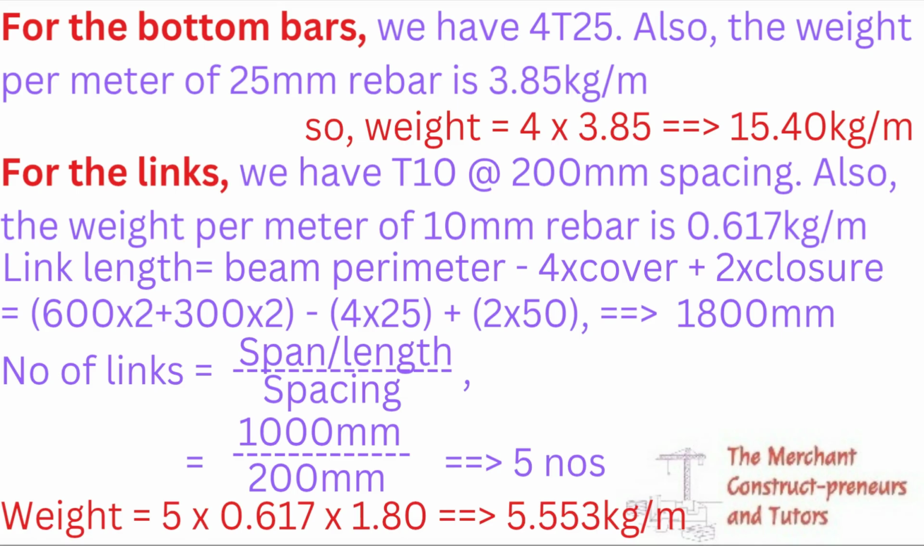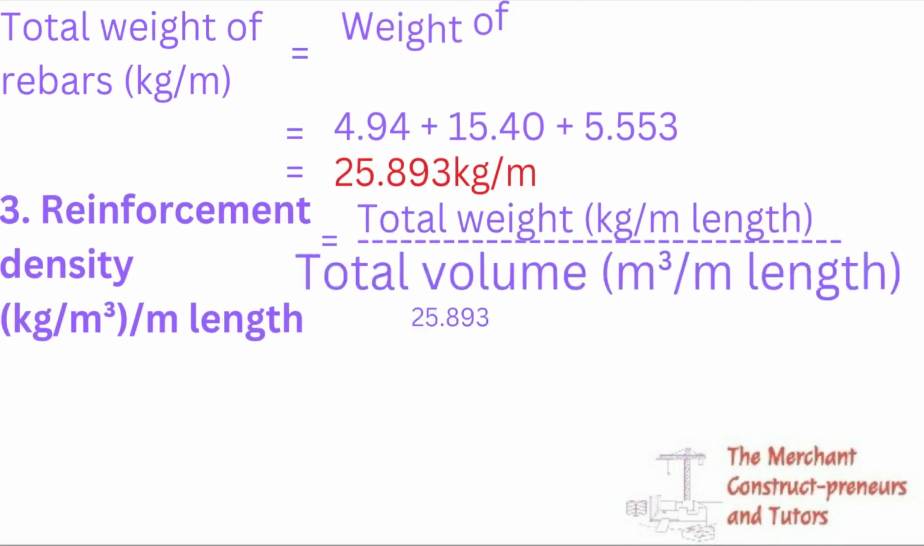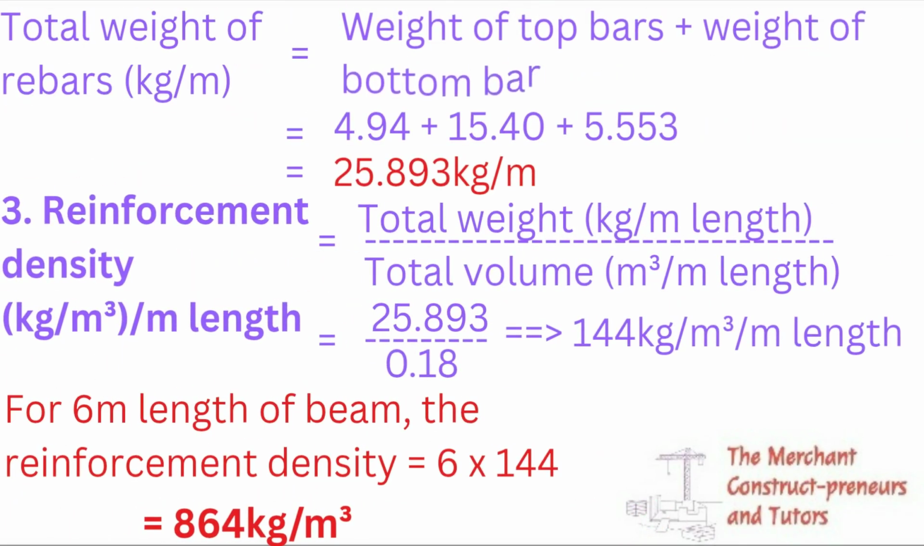So the link length, we need to know the link length. You check the beam perimeter minus cover minus the hook. So we're having it as 1800 millimeter. Then the number of links: we have the span or length divided by spacing. When we divide that 1 meter, because that's the strip we are taking, by 200, you have five numbers. So the weight will now be number 5 times 0.1617, that is the weight per meter of it, times 1.8. So we have that 5.553.